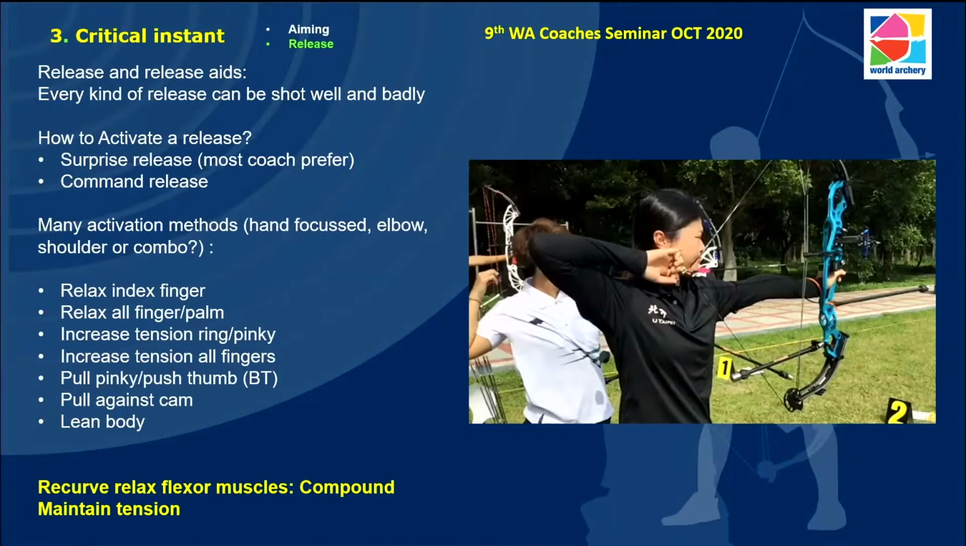And about that, we're talking about activation of the release in terms of how they activate their releases. There are two main methods really, and that would be a surprise method and a command method. A surprise means that the athlete doesn't really know when their release will fire, versus the command method, which is the athlete saying when they want that release to fire. In general, and personally, I look more for the surprise release version, but both can be highly effective.